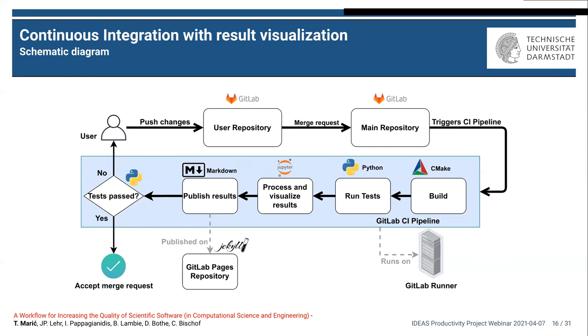So you propose a workflow for improving the quality of CSE software, but did not define what you mean by quality. How does this relate to software quality, a non-functional requirement that is broadly understood by the field of software engineering? I don't think we've addressed that one.